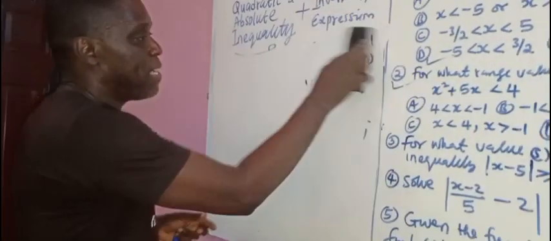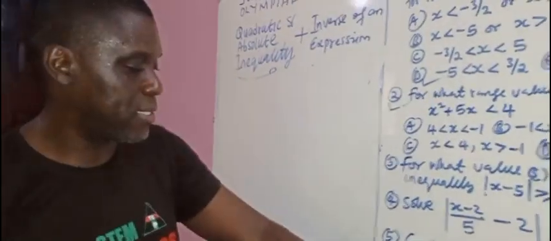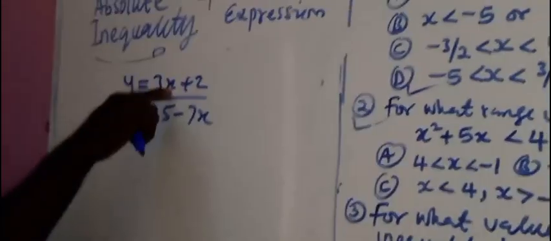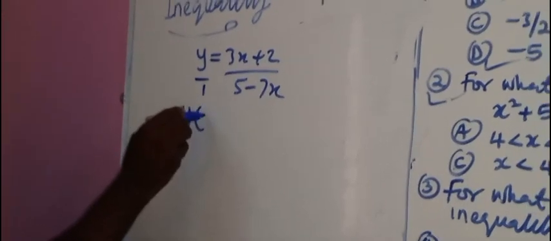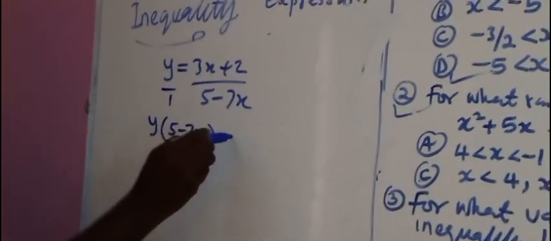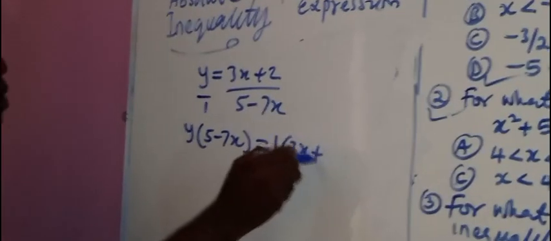So they said you find the inverse at x equals 0. Now look at the process of finding inverse. Instead of using f of x, I'm going to use y. y equals 3x plus 2 over 5 minus 7x. Now the process is to make x the subject of the formula. That's the step. Make the independent variable the subject of the formula. So what do you do? Cross multiply. So we have y times the bracket 5 minus 7x equals 1 times the bracket 3x plus 2.